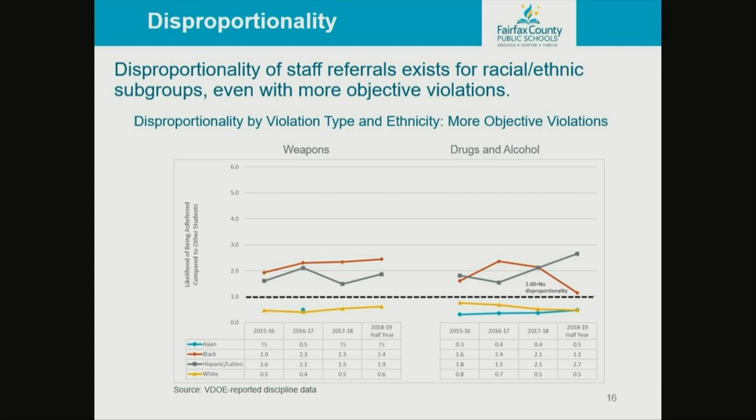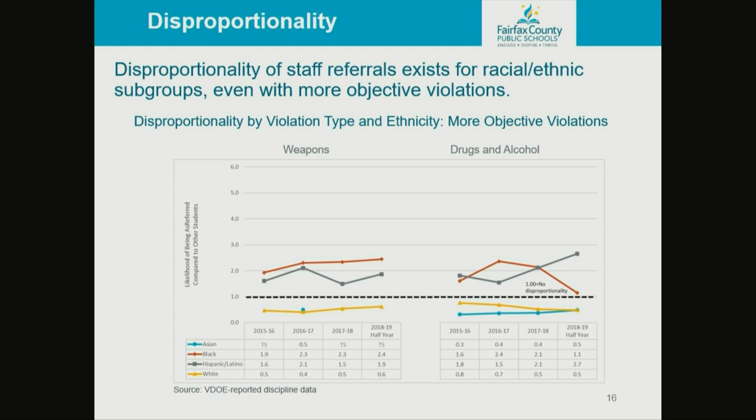Moving on to looking at ethnic disproportionality, on the left you will see a graph that shows the disproportionality when you're only looking at weapons violations. These are often considered more objective violations and are not as prone to be influenced by any kind of bias or subjectivity that staff who are making decisions might have. And on the right side, you have drugs and alcohol, which are also considered relatively objective violations.